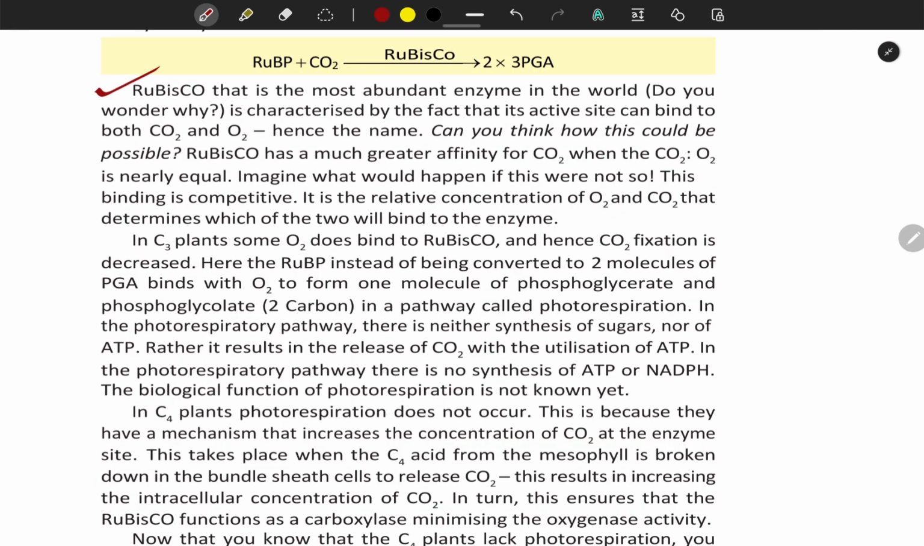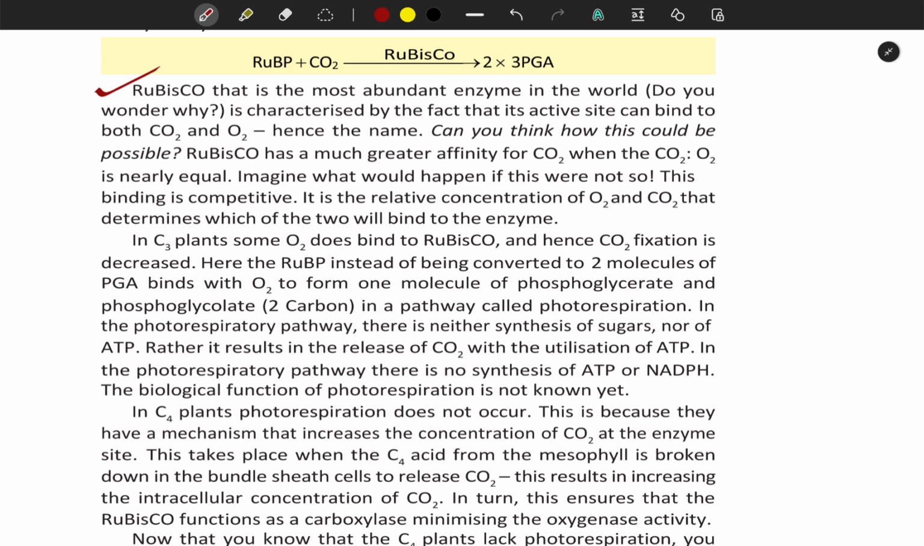Rubisco is the most abundant enzyme in the world. Do you wonder why? It is characterized by the fact that its active site can bind to both CO2 and O2, hence the name. Can you think how this could be possible? Rubisco has a much greater affinity for CO2 when the CO2 to O2 ratio is nearly equal. Imagine what would happen if this were not so. This binding is competitive. It is the relative concentration of O2 and CO2 that determines which of the two will bind to the enzyme. In C3 plants, some O2 does bind to Rubisco and hence CO2 fixation is decreased.